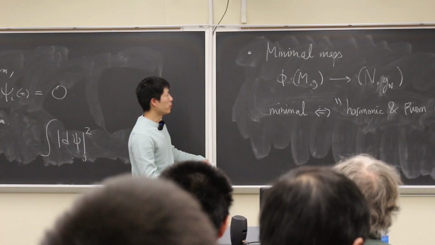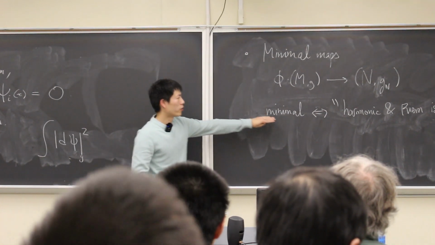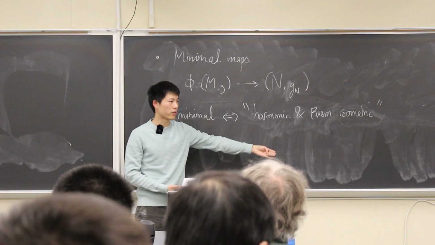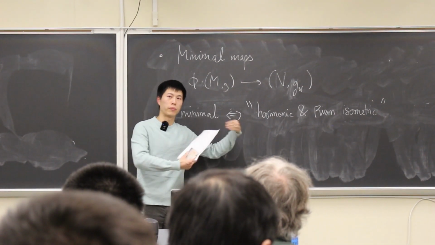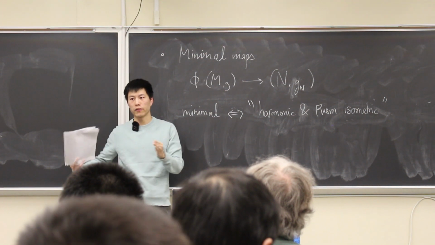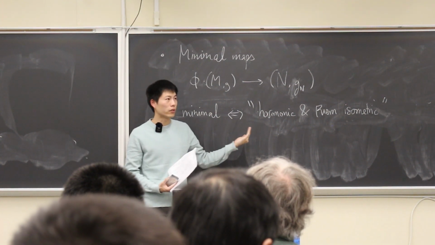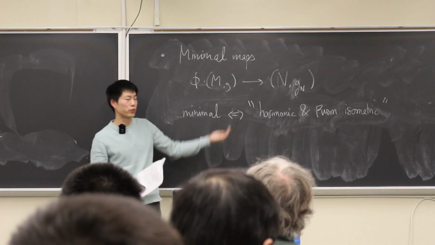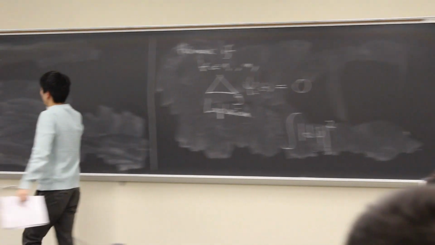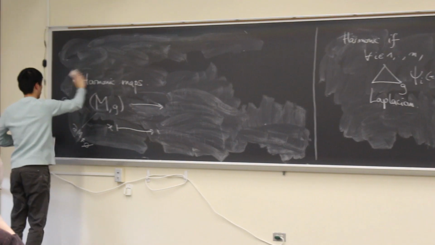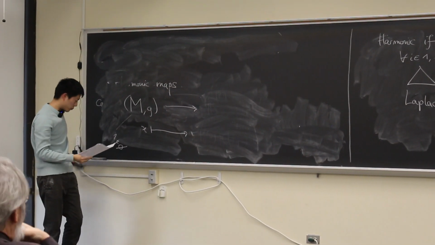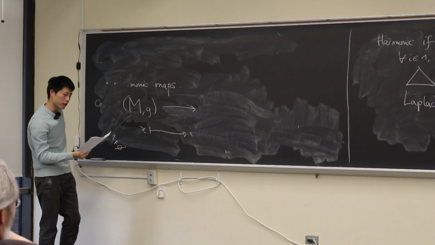Let me finish with minimal maps. So minimal maps, again, are at the intersection of harmonic maps and Riemannian isometries. Riemannian isometries are about purely the metric, but harmonic maps are more about satisfying a PDE. So minimal is really special even compared to isometric and harmonic. Now I think I can move on to some applications.